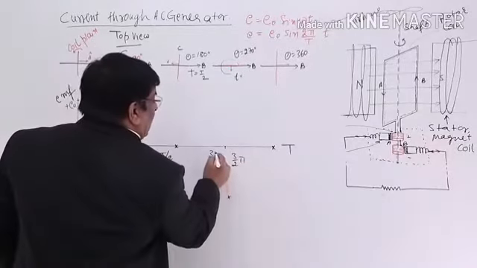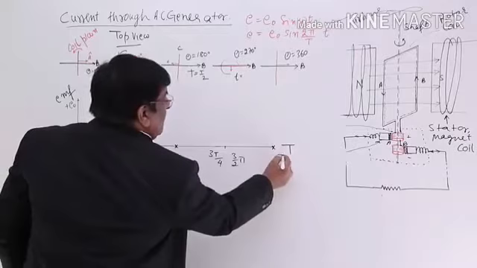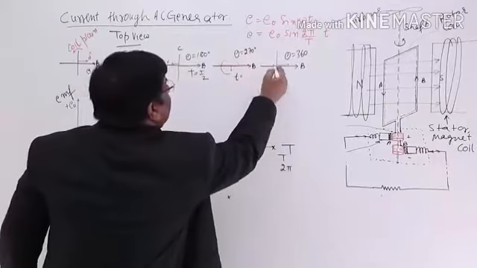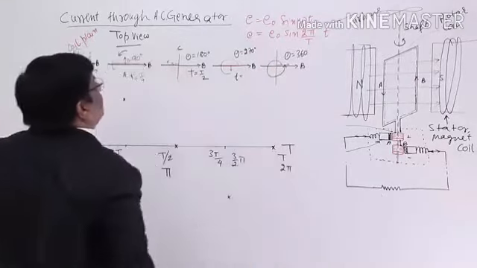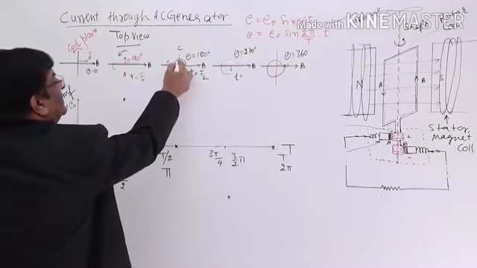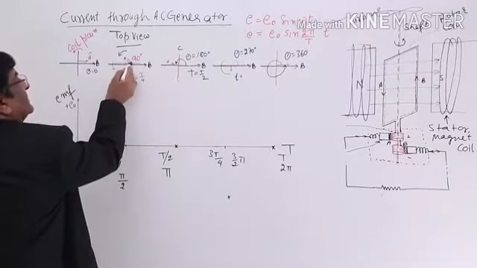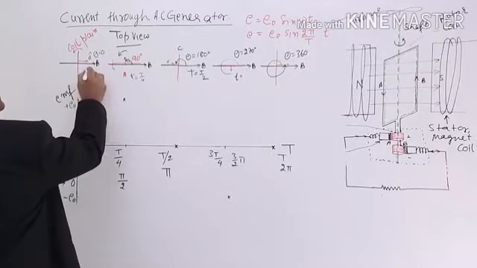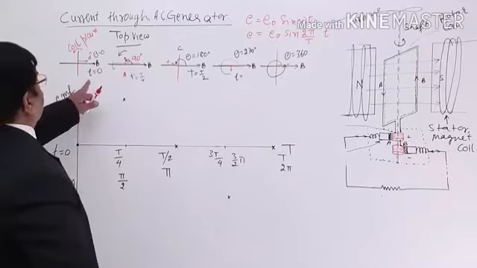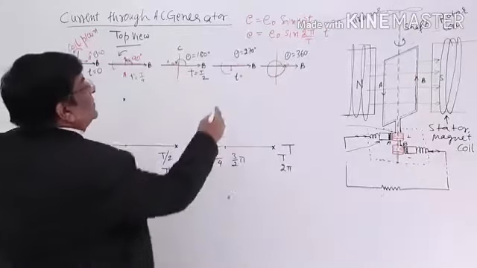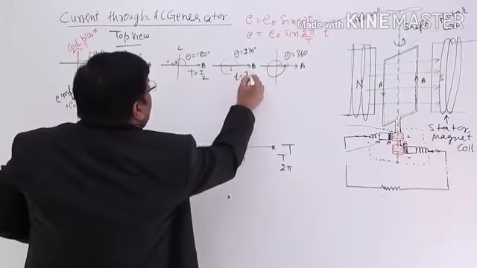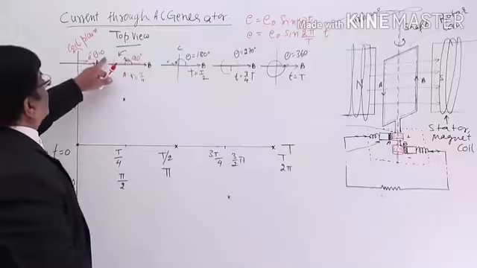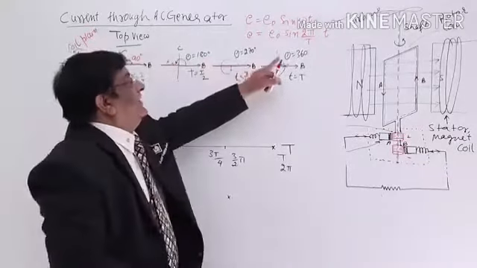And the time is full time T. The phase is 2 pi, a full rotation from here to here. This was 180. This was 90. This is 0. Time: 0, T by 4, T by 2, 3 upon 4 T and this is complete T. Phase: this is 0, 90, 180, 270, 360.